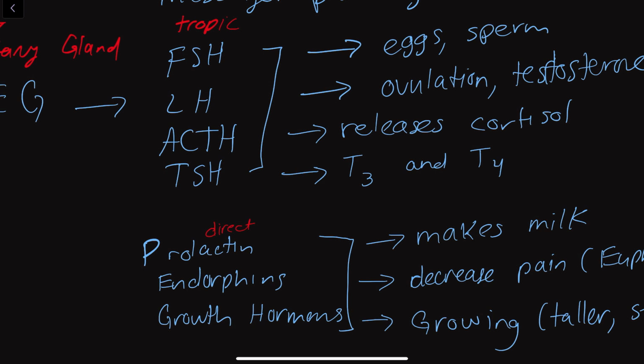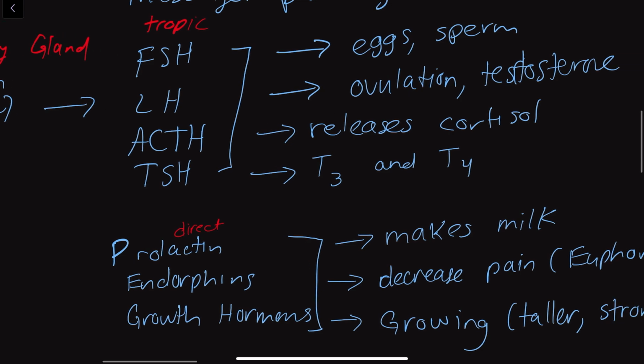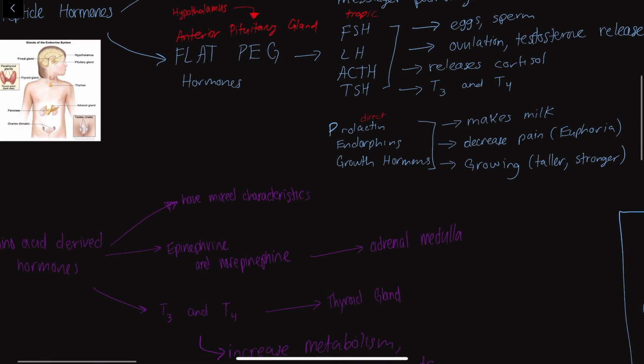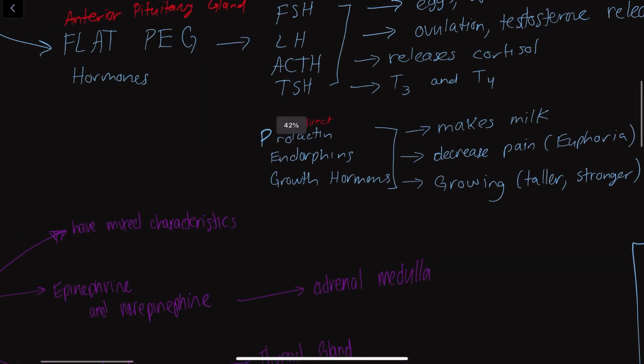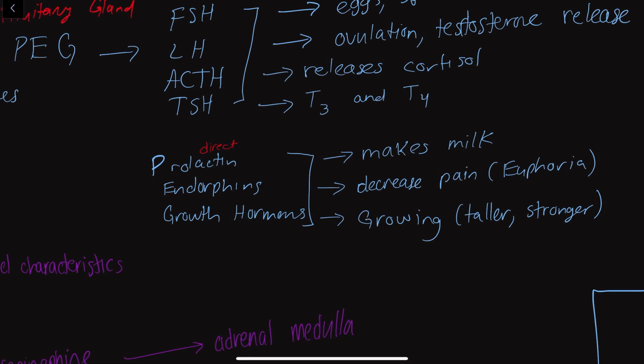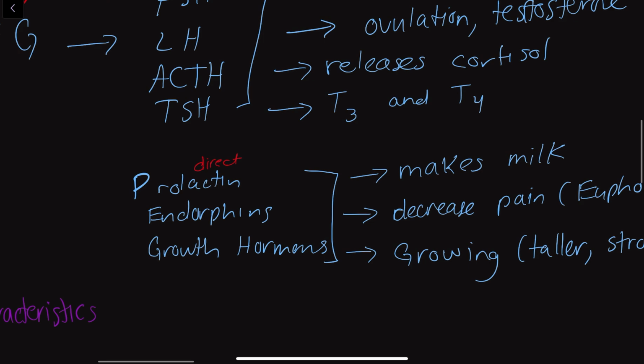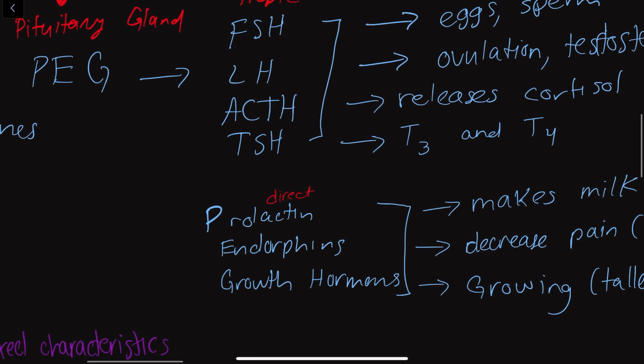And then there's ACTH, which releases cortisol. And then there's also thyroid stimulating hormone, which is going to release T3 and T4, which are actually amino acid-derived hormones, which we're going to go over after this. However, remember that TSH is actually a peptide hormone, but T3 and T4 are amino acid-derived, right? The actual hormone itself, TSH, is a peptide hormone.